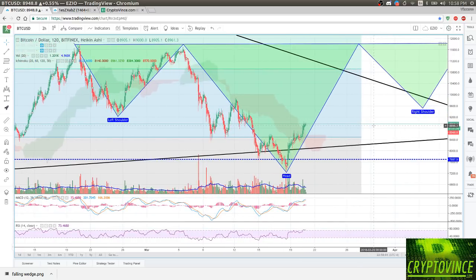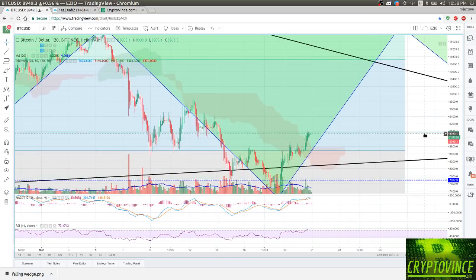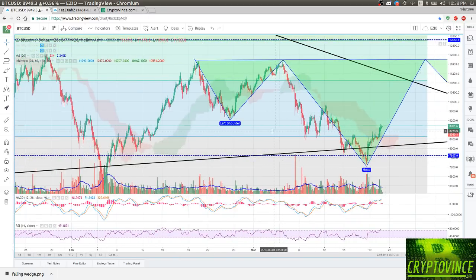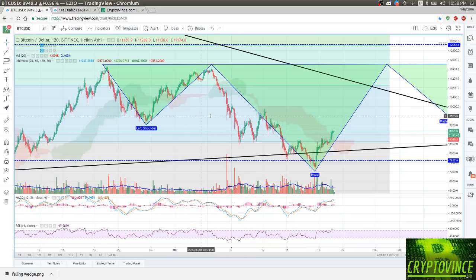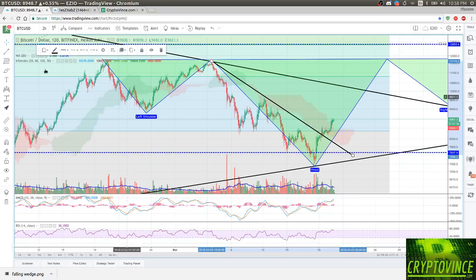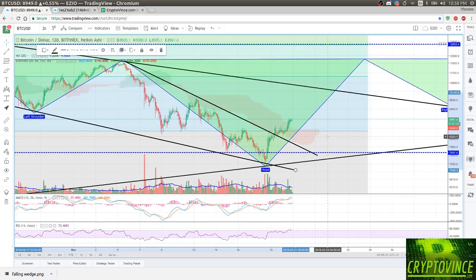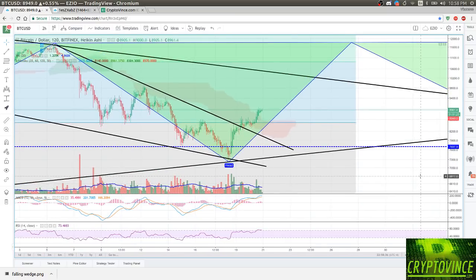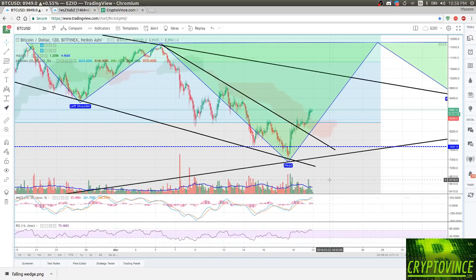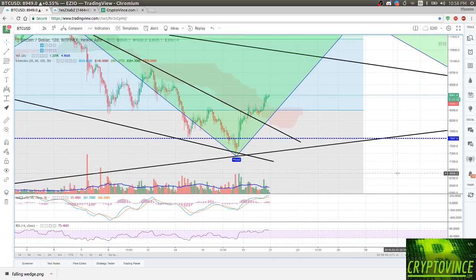2 hour chart. This was the falling, broke up. I have to see some kind of Elliott or something. I love Elliott because they're really bullish, but I cannot see a really defined one.